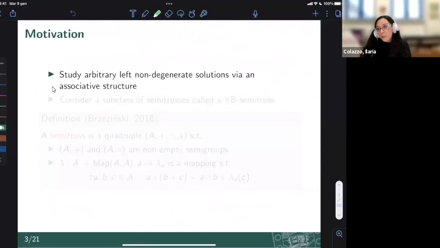So the idea behind the introduction of the YB-semitrusses, as Charlotte said, is that we want an associative structure that allows us to somehow recover all left non-degenerate solutions. Later on, we will see that there is an algebraic structure called the cycle set that is in one-to-one correspondence with left non-degenerate solutions. This structure was introduced by Rump, but it is based on two operations, none of which is associative.